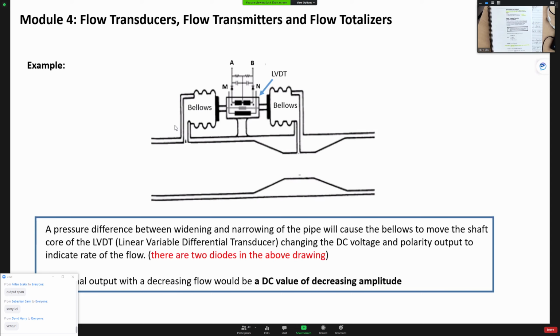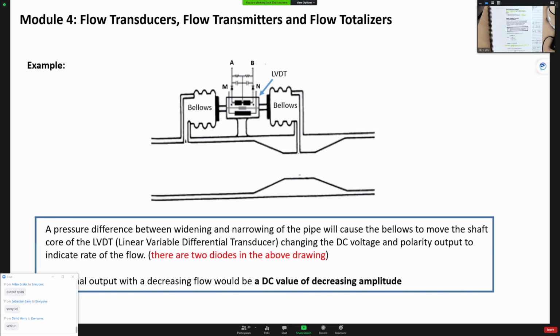So the pressure difference between this wider area and the smaller area causes the bellow to move the shaft. Because this area always has a high pressure, it will push to that side. This side has the low pressure. And the core of the LVDT changes the DC voltage and the polarity. Because these have diodes, instead of AC output, it now becomes DC voltage output to indicate the rate of the flow. Without those diodes, you're going to output AC, but with the diodes in there, it becomes DC.